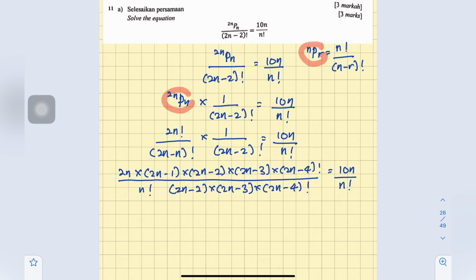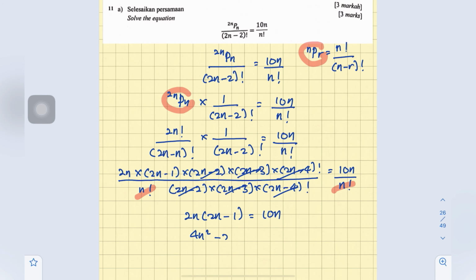This one we can simplify first. We can eliminate 2n minus 2, 2n minus 2, 2n minus 3, 2n minus 3, and 2n minus 4, 2n minus 4. So the rest are the same, and we have 2n minus 1 equals 10n. So we have 4n squared.